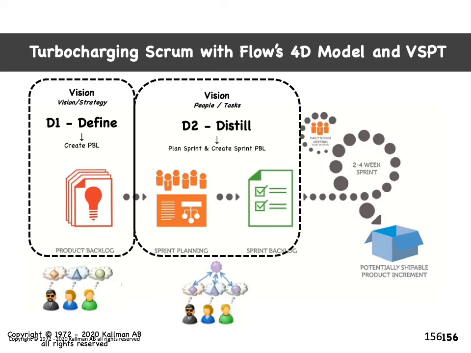Then distillation occurs. Now we've moved from vision and strategy down to people and tasks. You're going to distill via sprint planning an agreed upon sprint backlog. So the sprint backlog will contain a distilled list of agreed to items. And down below you'll see our 3 team members again, the product owner, Scrum Master, and developer.